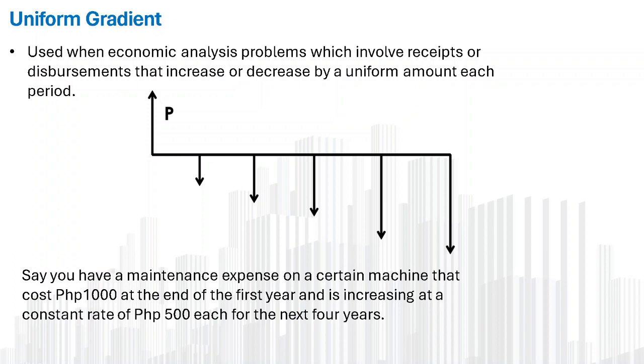Ginagamit ito, especially when you're conducting economic analysis, which involves receipts or disbursements that increase or decrease in a uniform amount. Okay? So, yung uniform amount yun, either exponential siya or constant yung increase na yun. Pag sinabi natin constant yun, mayroon tayong tinatawag na uniform arithmetic gradient. So, either nadadagdagan siya at a constant rate or nababawasan siya at a constant rate. Later natin i-discuss yung geometric.